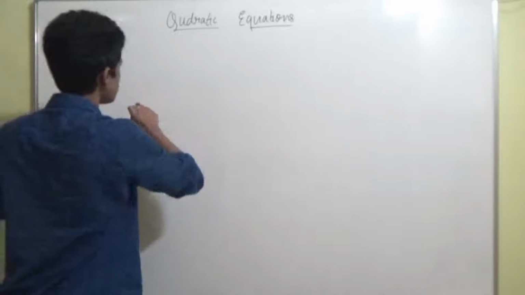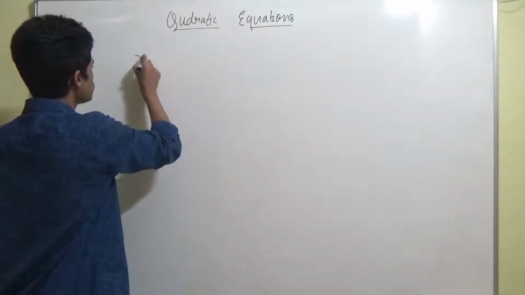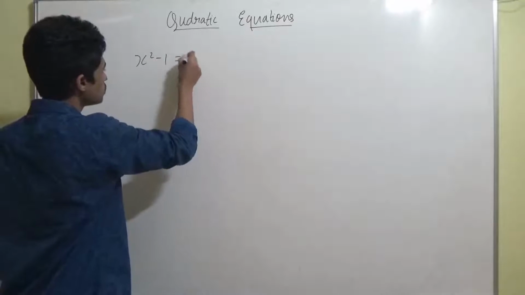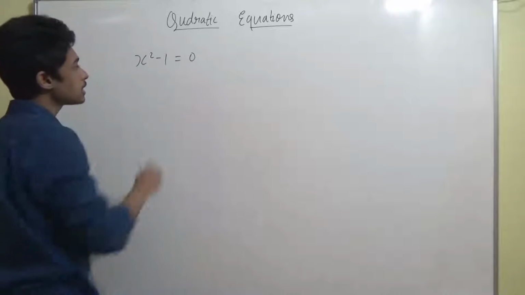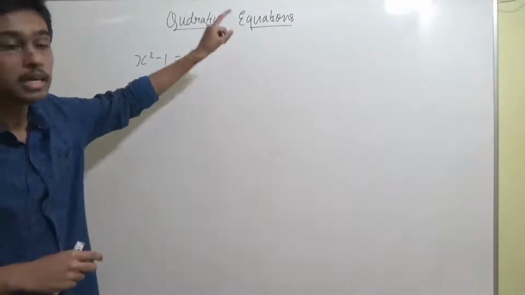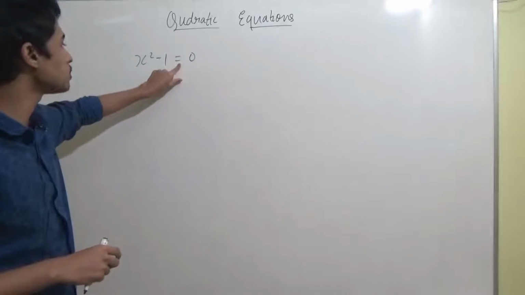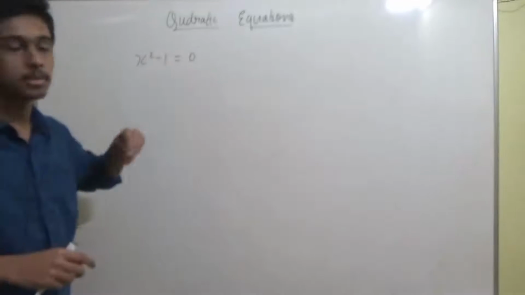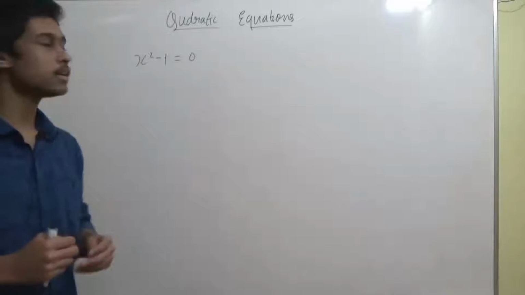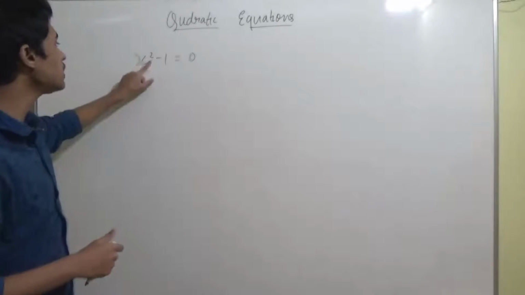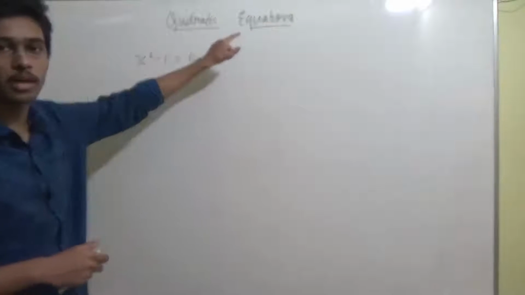Let me give you an example of a quadratic equation. x square minus 1 is equal to 0 is a quadratic equation. And mind one thing guys, equal to sign is very important. Since it's equation, there should be an equal to sign between two numbers or terms. Getting it? There should be an equal to sign, only then it will be called an equation. And if the degree is 2, it's going to be called quadratic, which means quadratic equation.